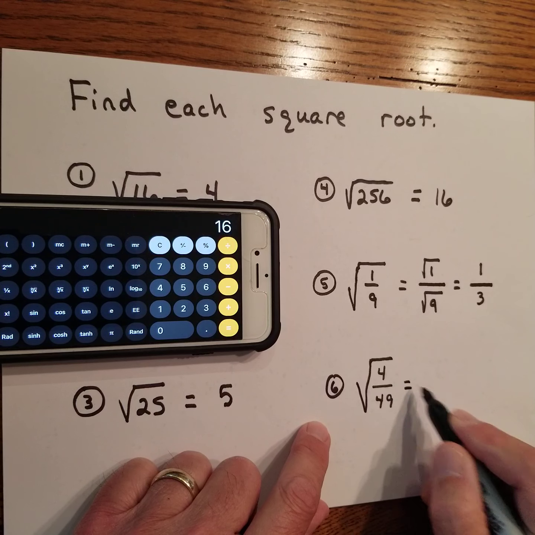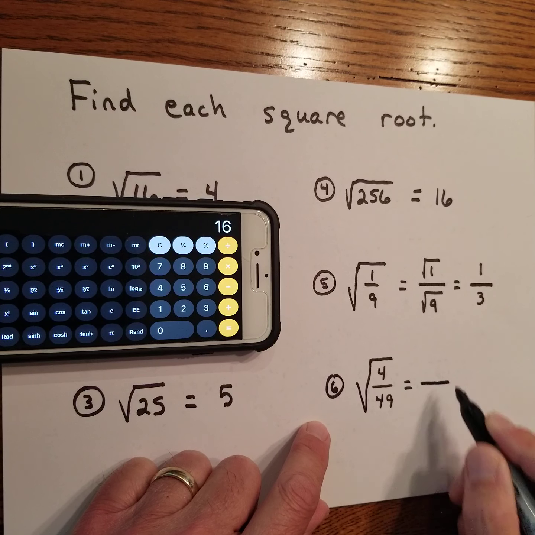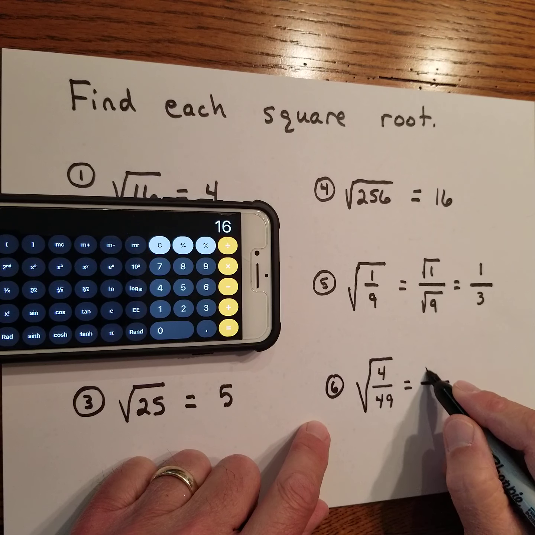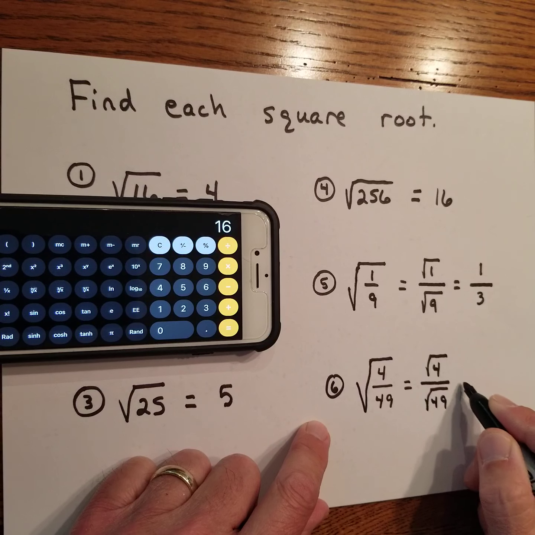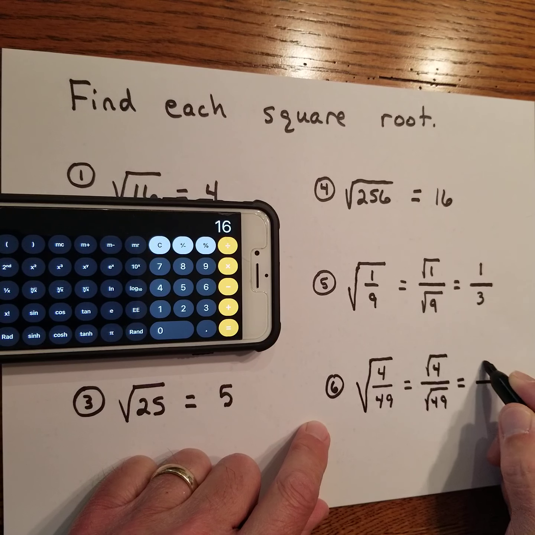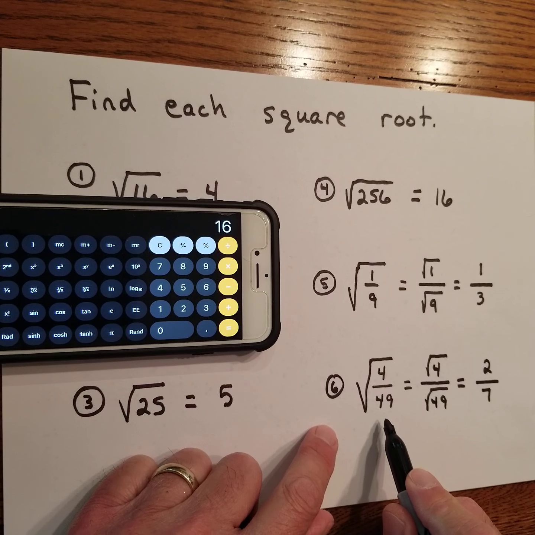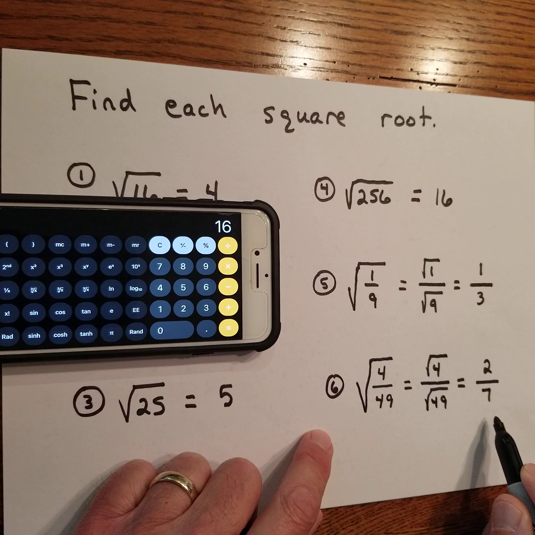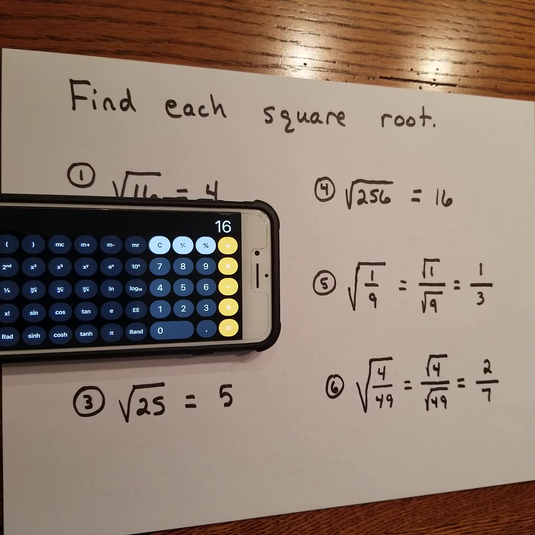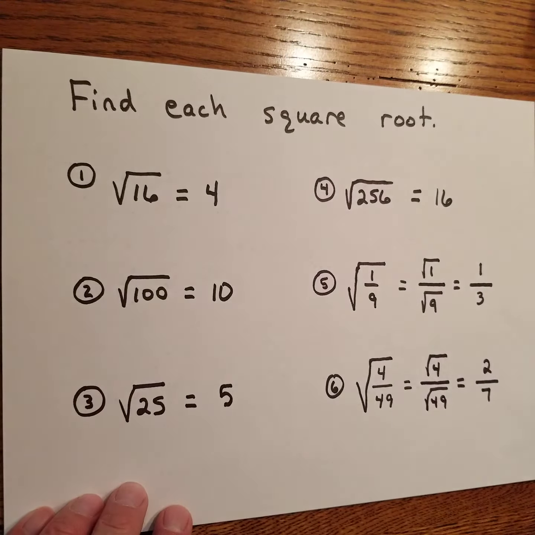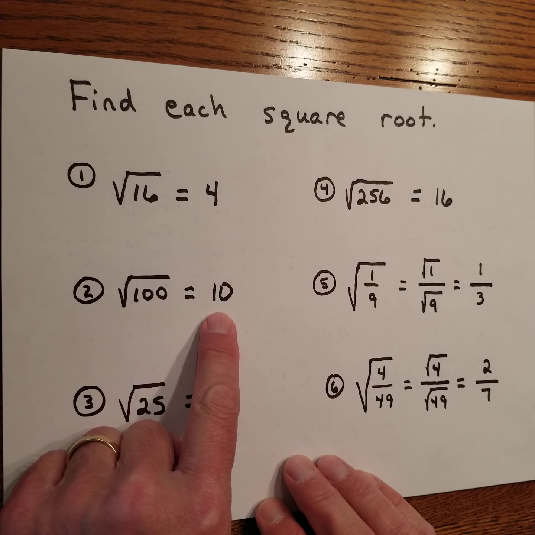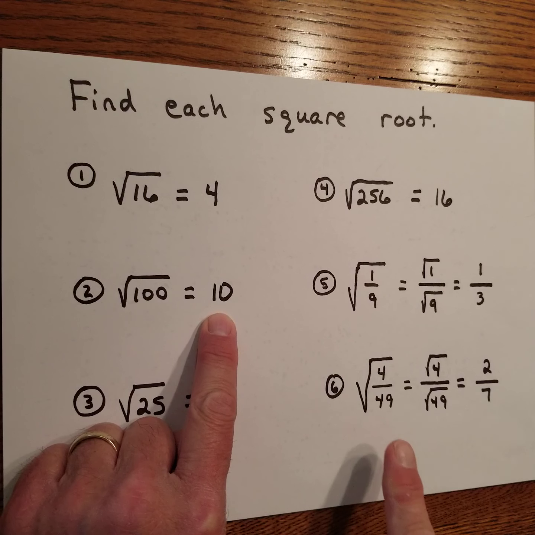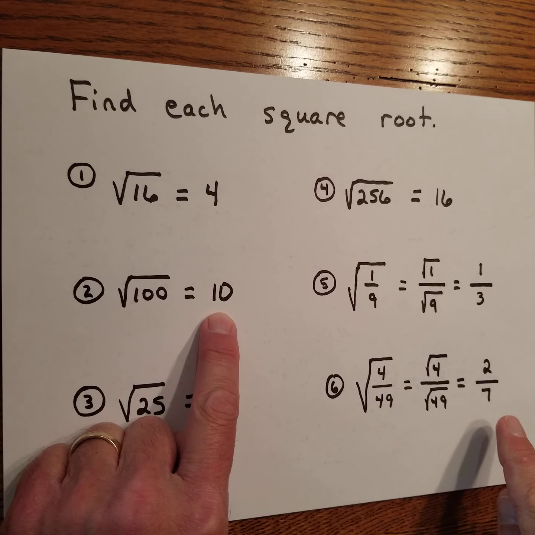Same thing works for number 6. If you're taking the square root of a fraction, that's equal to the fraction of the square roots. The square root of 4 is 2. The square root of 49 is 7. So the square root of 4 over 49 is 2 over 7. When you're working homework problems like these, there's no need to show any work. You write the problem down, you put the answer next to it. Even on 5 and 6, you can just write the problem down and put the answer right next to it.